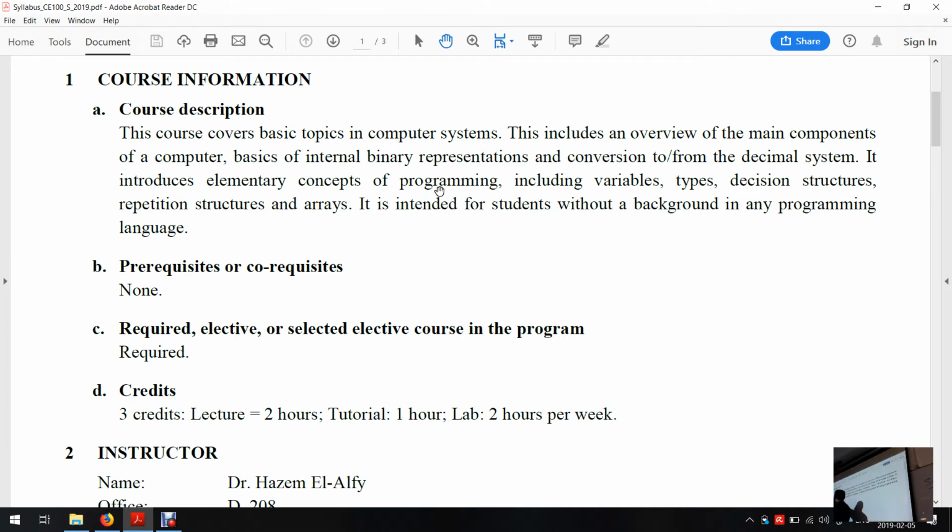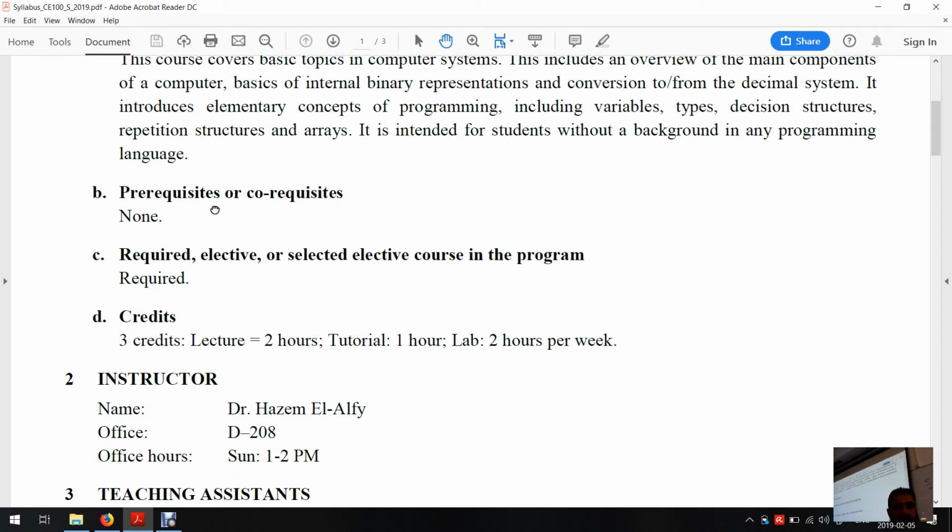And if we have time, we are going also to start with arrays, very simple thing regarding arrays. So those are the main topics. What are the components of the computer? How do they represent the data? And then what are the programming language basic concepts? Not everything, just variable types, decision structures, and repetition structures. Okay.